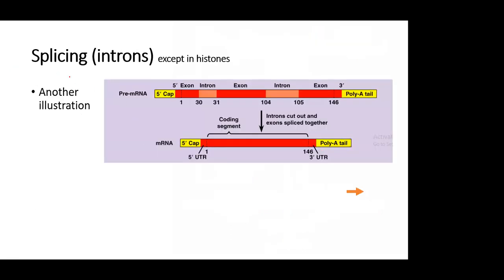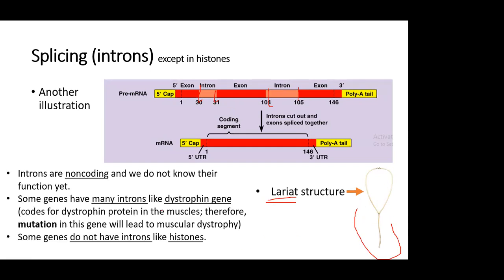So this is another illustration of what is actually happening in the splicing. So you have exons, introns, exon, intron, exon, and then the polytail. Gonna cut these out and throw them away. When you cut them out, it's gonna be in a lariat structure. What's the lariat structure? This is the lariat structure. You can see here, this is what's called lariat structure. You guys can see it. So cut it in the lariat structure and throw it away.